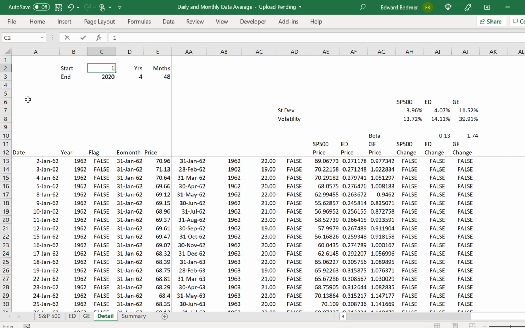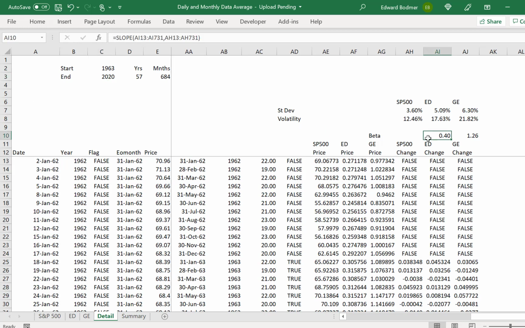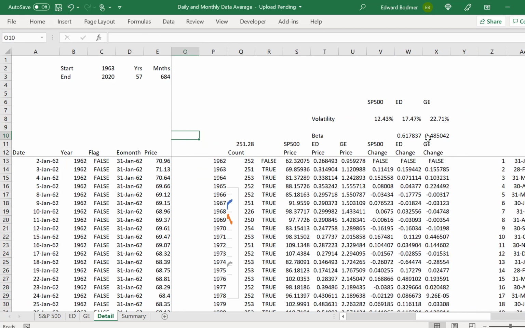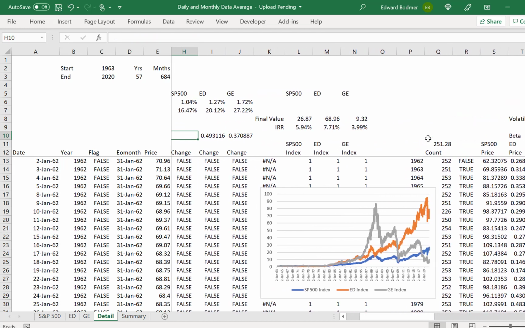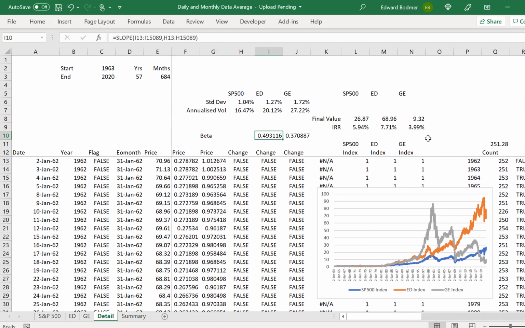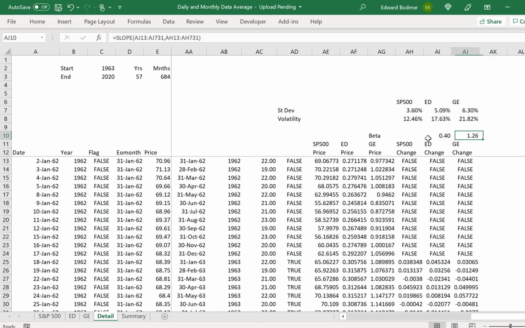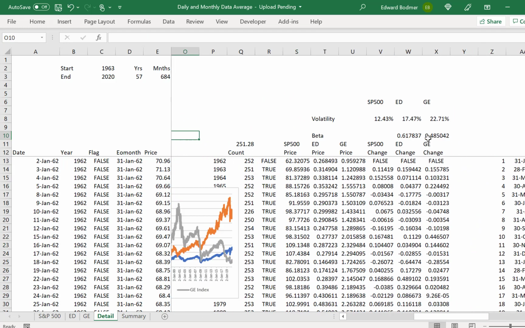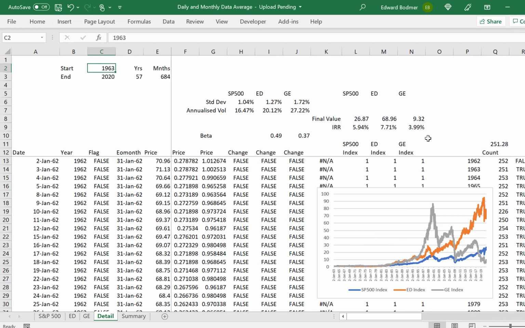Now, let's go back to 1963 and pretend we're not doing this over 5 years. Then we get a higher beta here, and I should do this one. So 0.49. It's not as dramatic. That's okay.